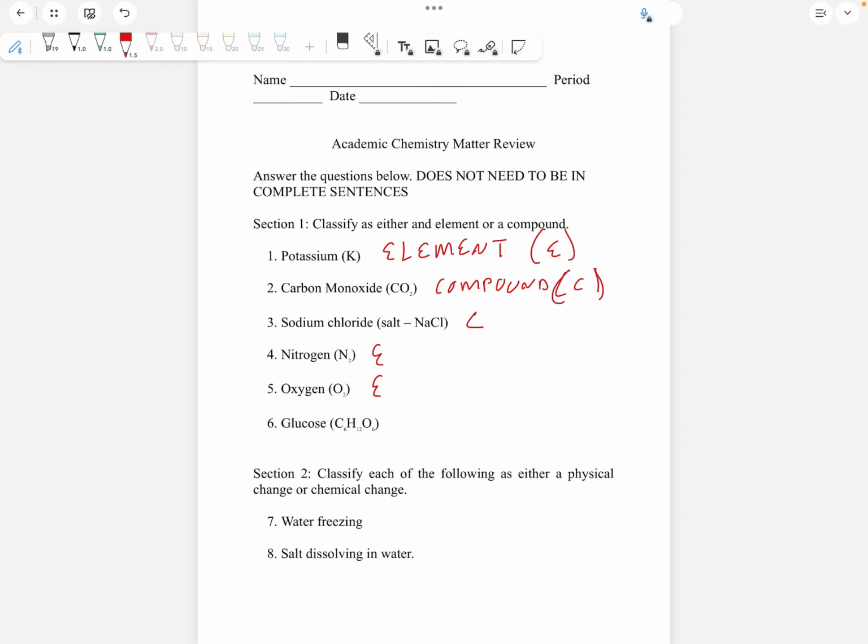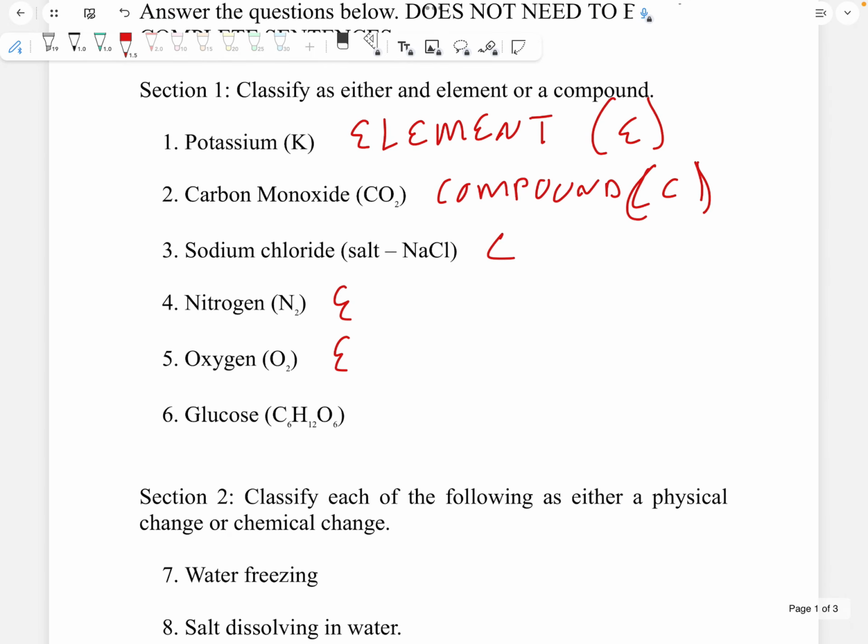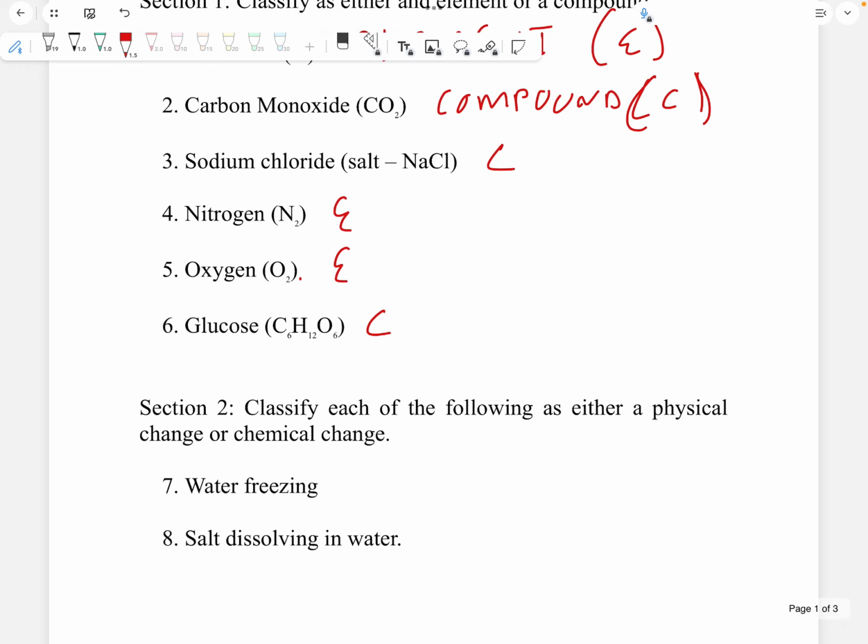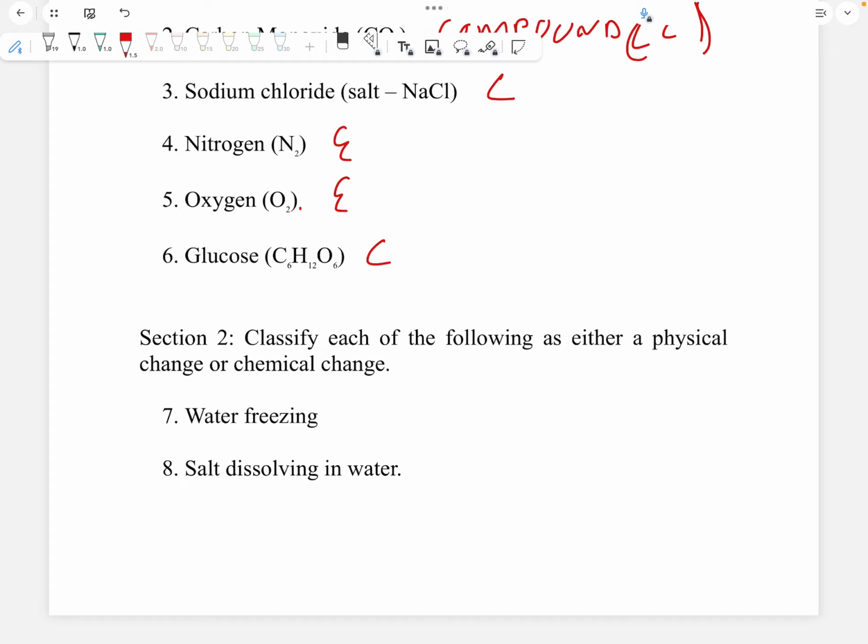Nitrogen, that's an element. Oxygen, that's an element. Even though you see two of those, the N's there and the O's, that's a subscript 2. That just means there's two of them there, and so there is an element there. It's called a diatomic element. Anyway, number 6, glucose. That's a compound. There we are. 6 carbons, 12 hydrogens, combined with 6 oxygens. That is a compound.